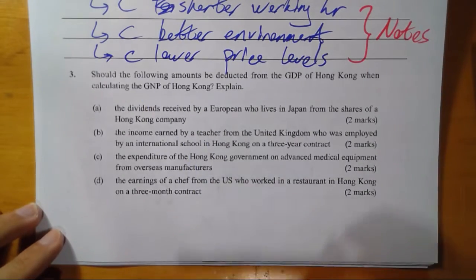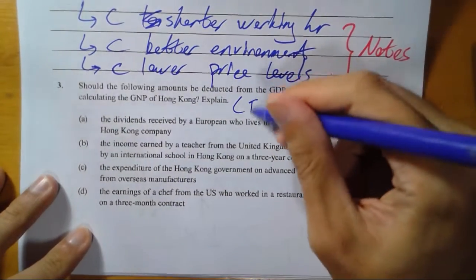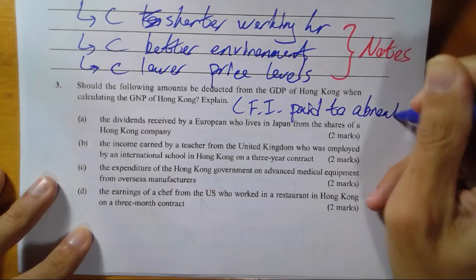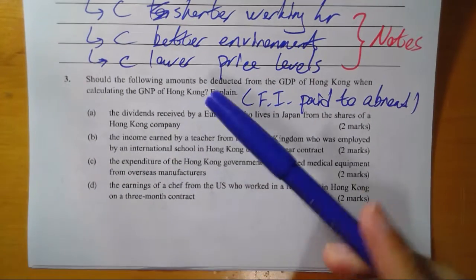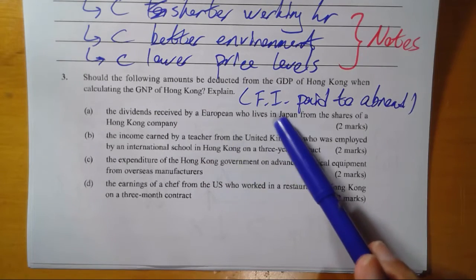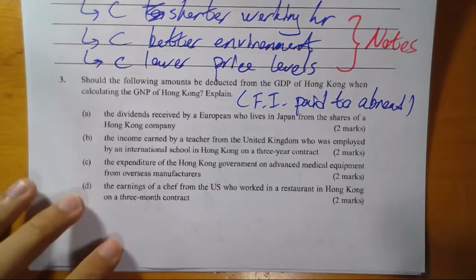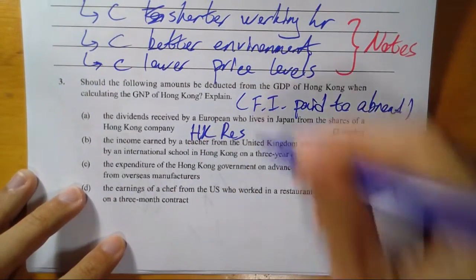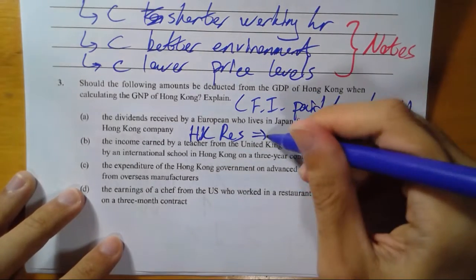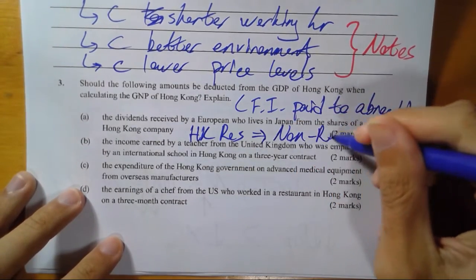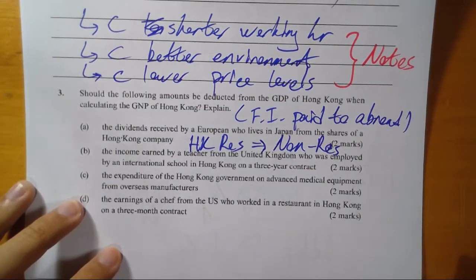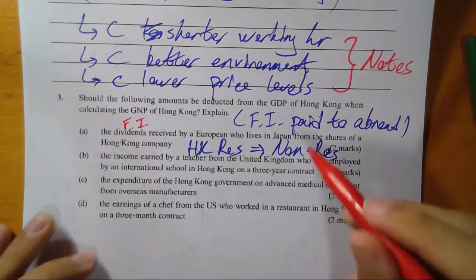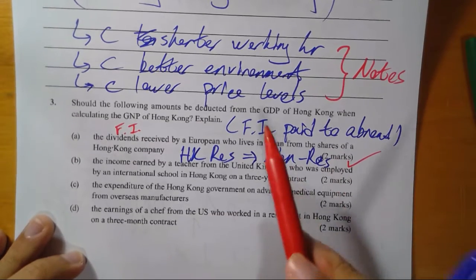Next one here: GNP. Which of the following should be deducted from GDP when calculating GNP? Deducted. So this will be a factor income paid abroad. Let's see which one. First, dividend received by a European living in Japan, share of Hong Kong. So a Hong Kong company, a Hong Kong resident, is giving money to someone living in Japan, basically a non-resident. Dividend is a factor income. Therefore, yes, this is actually a factor income paid abroad.